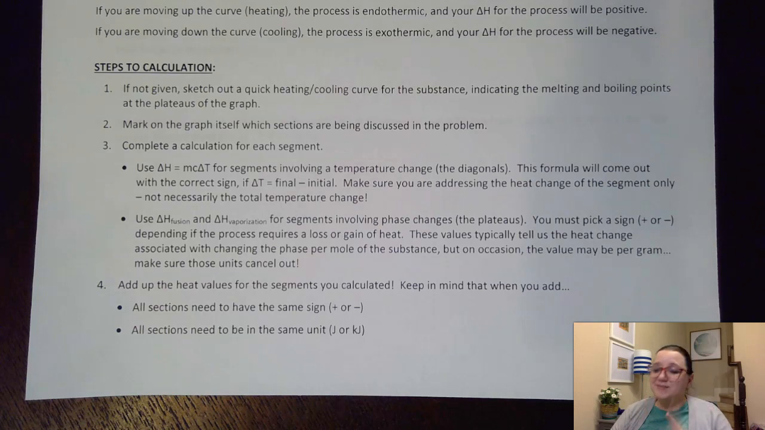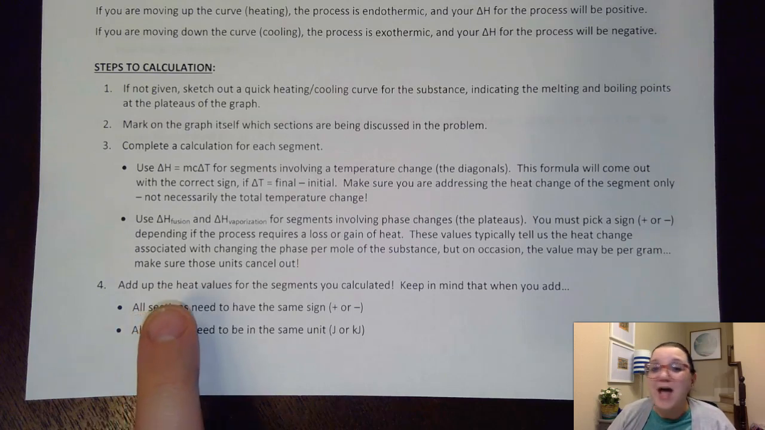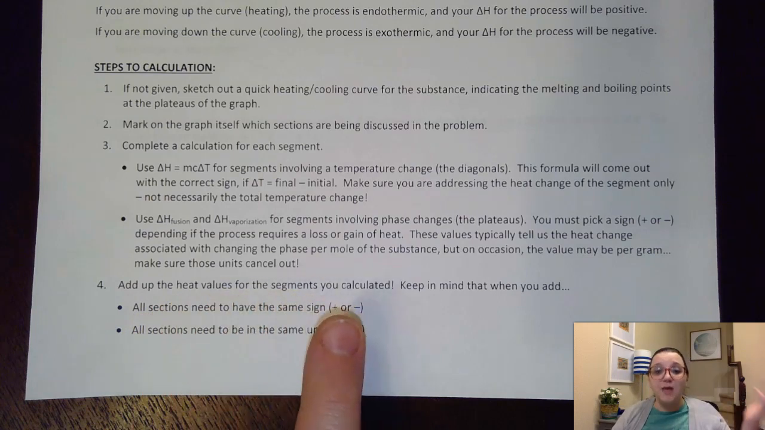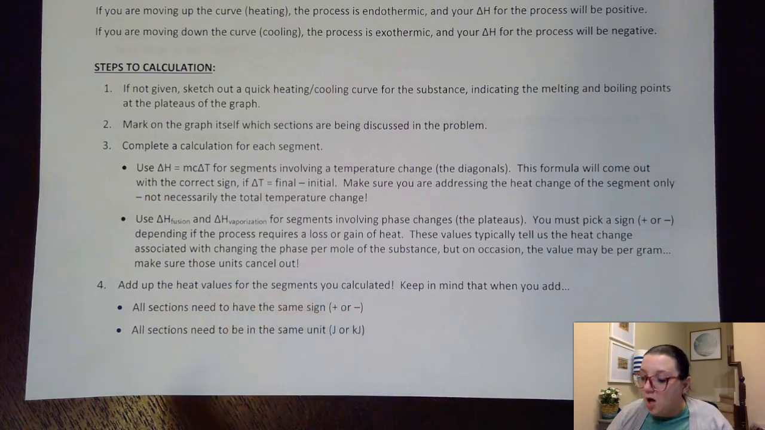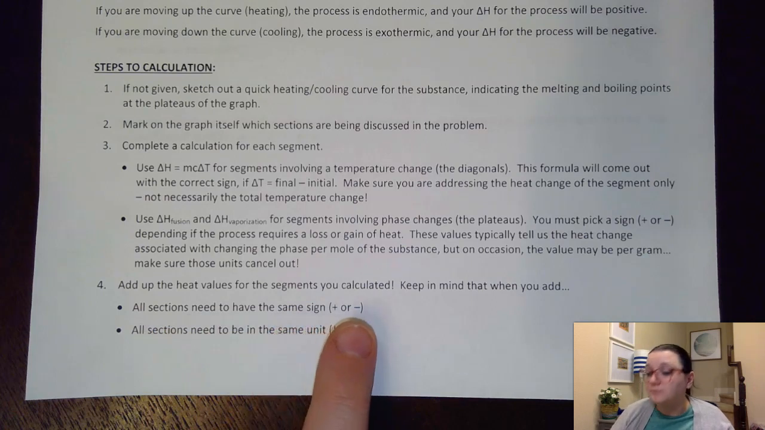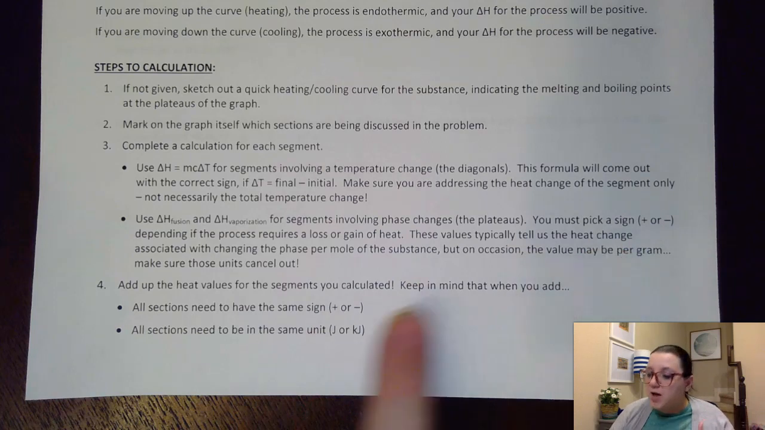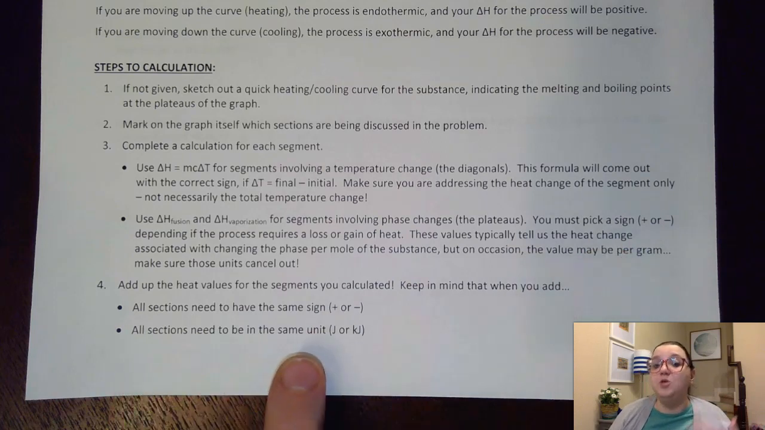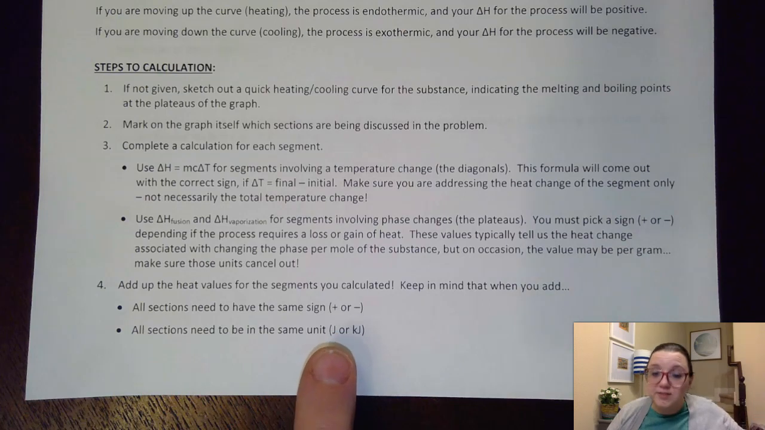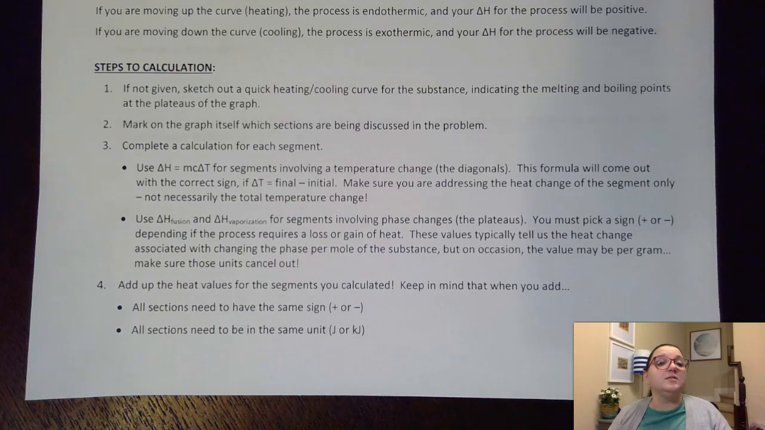And I say that because at the end, what you're going to do is add up the heat values for all the segments that you calculated. But when you do that, all the sections need to have the same sign. So that would be important when you're picking that sign on the plateaus. But all of the sections also need to be in the same unit. I've got to either add all joules together or all kilojoules together. And so a lot of problems you get to decide what unit to report. You just want to make sure that your answer is consistent with whatever unit you're choosing to report in. All right, so with that said, let's go ahead and look at some examples of this on the next page.